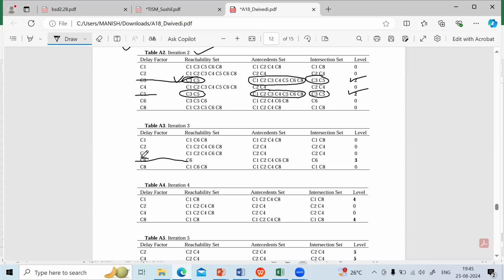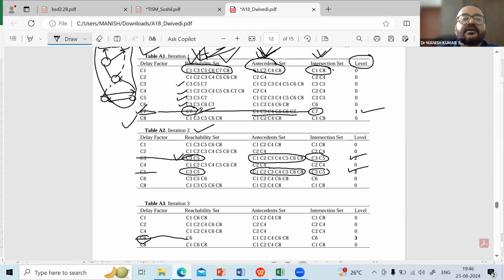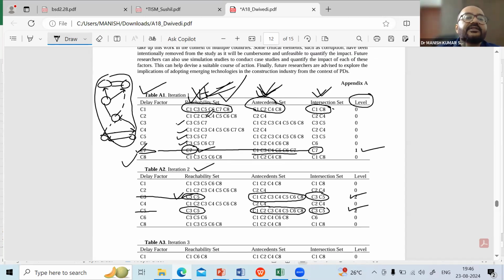Why is there 2 in the level of iteration 2? Sir, can you please explain iteration 2 again? So iteration 2 means, you understood iteration 1. Yes, sir. Okay, so what happened? C7 is removed. After iteration 1, C7 is removed, as I told you.